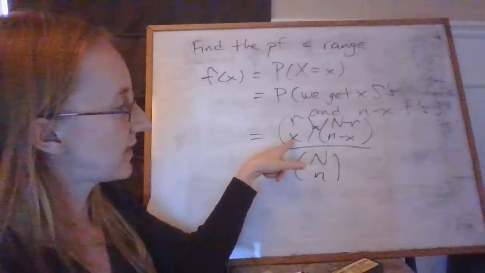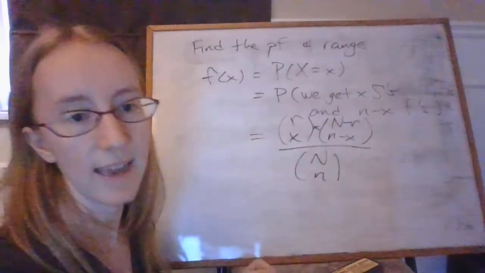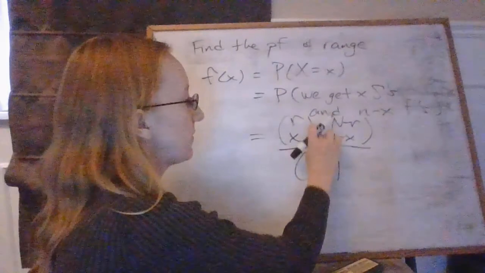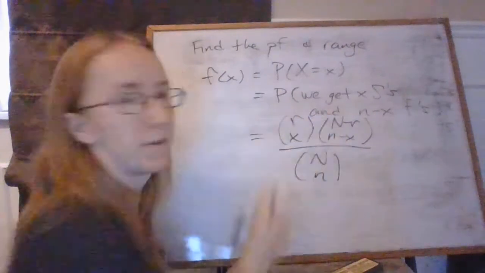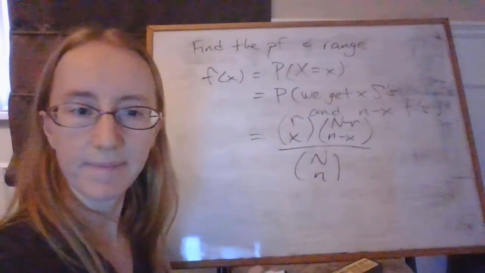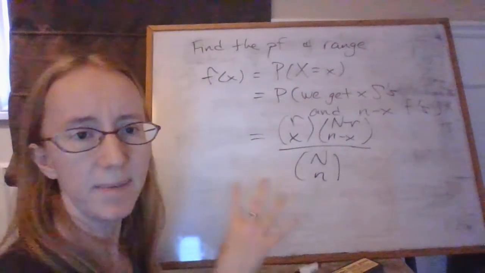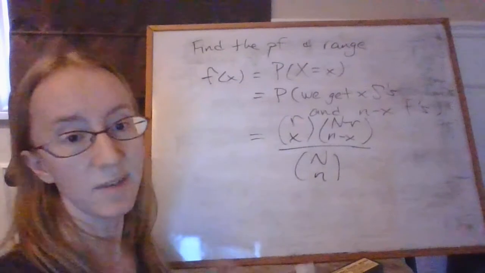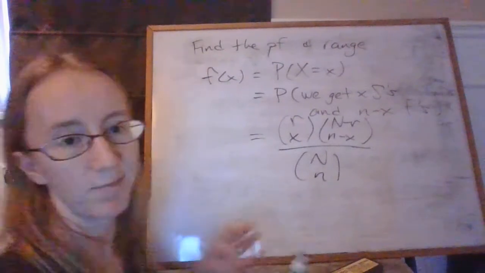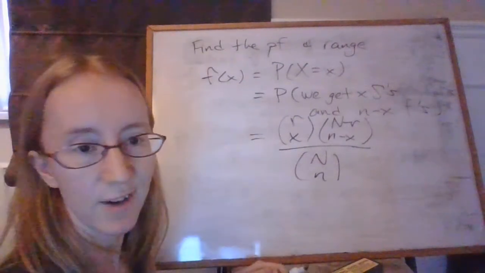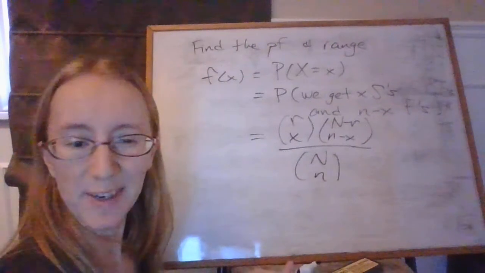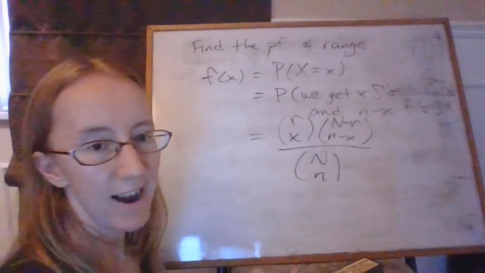So we want exactly X of the successes and exactly N minus X of the failures. And then we're just multiplying those together in the middle. Make sense? All right. So then what about the range? A probability function is not complete unless you also specify the range, because we need to know which values it takes on. So the range of the hypergeometric is a little bit weird, actually.